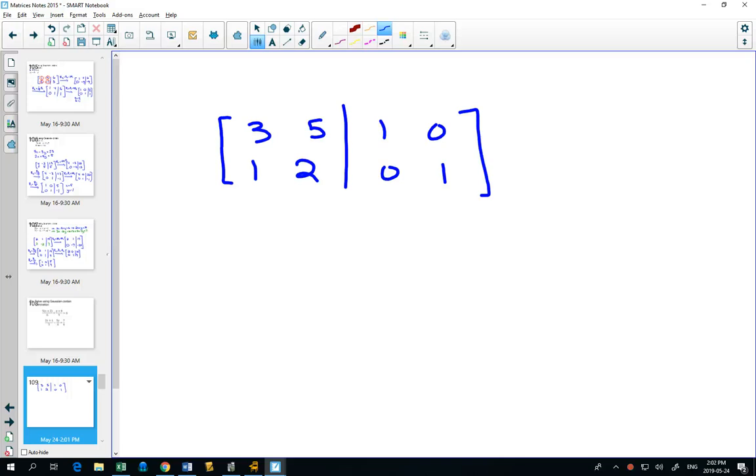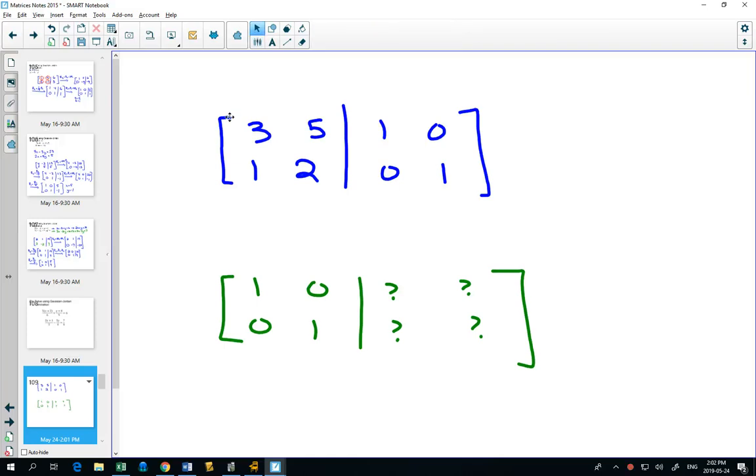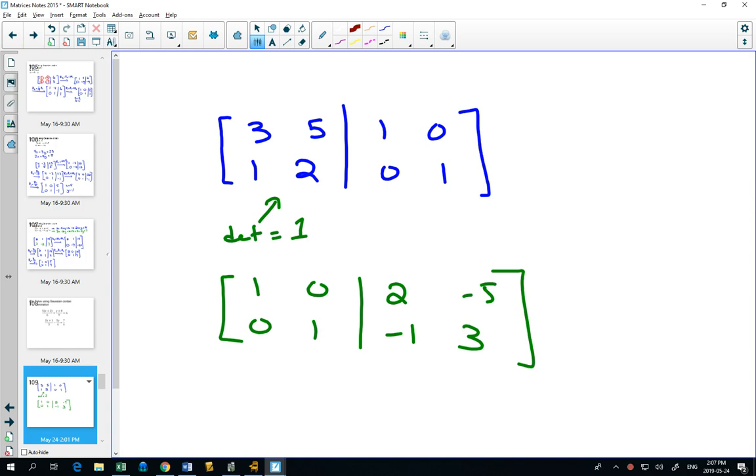Okay? So our goal here is to get 1, 0, 0, 1, and then tell me what numbers are here. All right, so there's our answer. These two got switched. These ones became negative. And the determinant of this one is equal to 1. So you would have had a 1 over 1. And we notice, hey, that's the inverse.